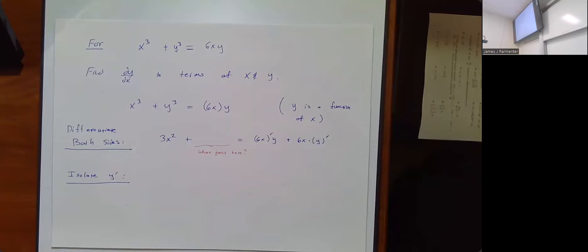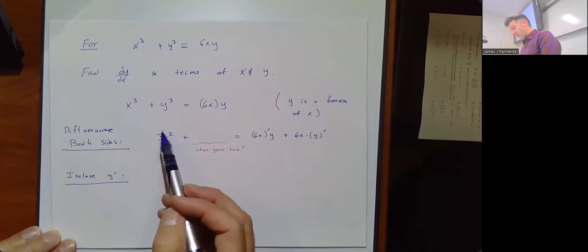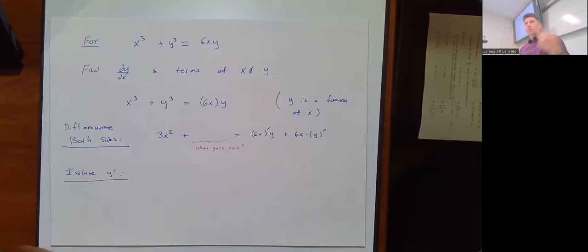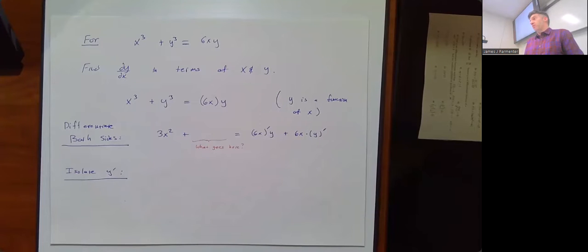So let's take a look. If I differentiate x cubed, I definitely get 3x squared. And I really should use more language here. I'm differentiating everything with respect to the variable x. So I'm asking, how is x cubed changing as x is changing? And the answer is, well, the derivative of x cubed is 3x squared.